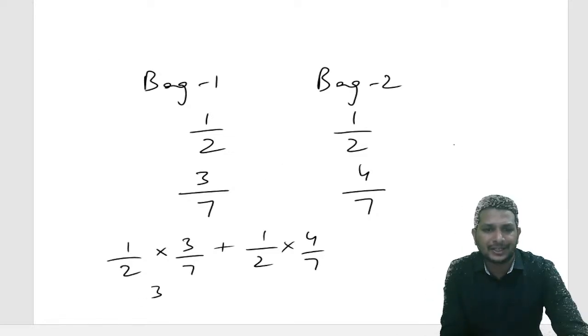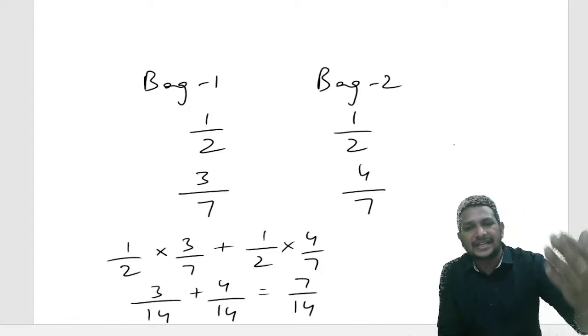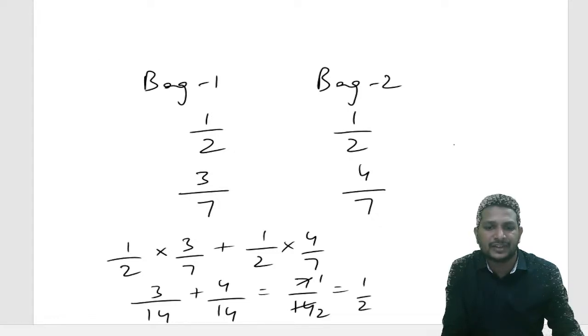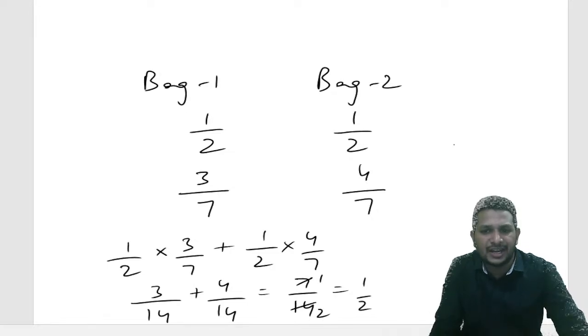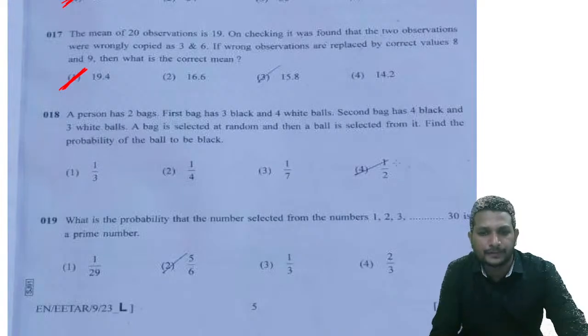So altogether, 3 by 14 plus 4 by 14. How much? 7 by 14. If I simplify it further, I'll get the answer as 1 by 2. So the answer for this question is 1 by 2, which is nothing but option 4. Okay. Next, question number 19.